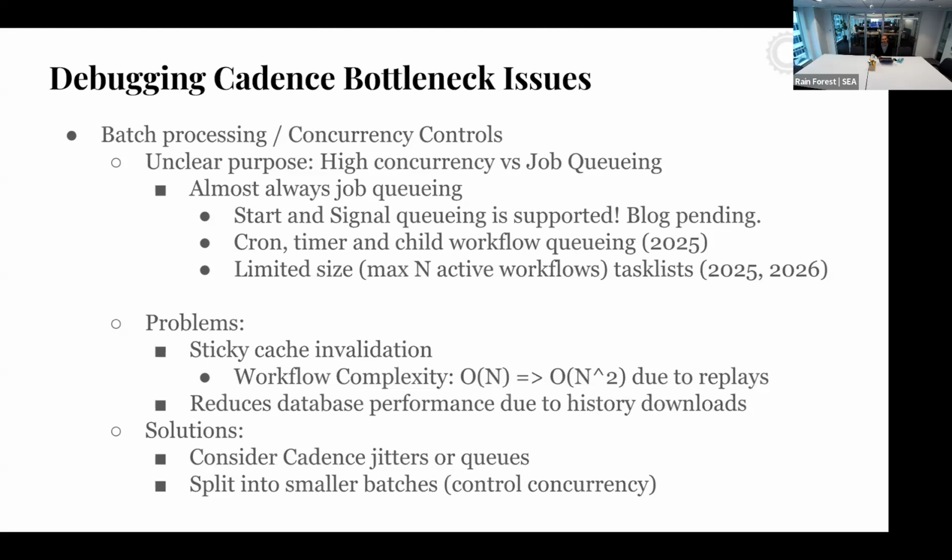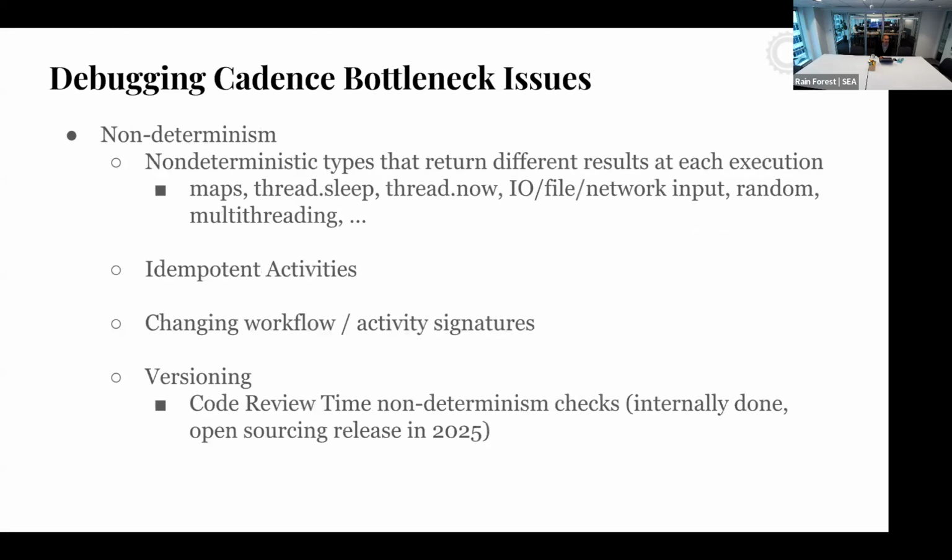Then the other thing is basically just split your execution into batches. You can do it by maybe creating one parent workflow and then creating child workflows in batches. That way you are controlling your concurrency by yourself, but this will improve your performance a lot.